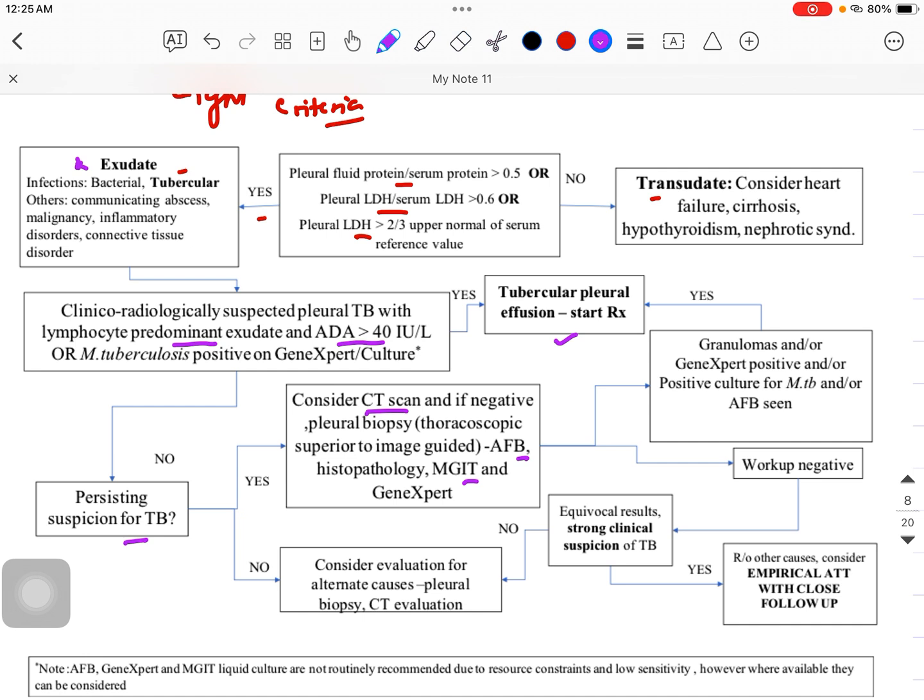Now, if the suspicion of tuberculosis is not there, then you should be finding out the other causes as well. Okay, now let's say that you did the pleural fluid examination and you found out that it is GeneXpert positive, right? Then obviously you should be going ahead with the anti-tubercular treatment drugs. So that is also very important. Fine.